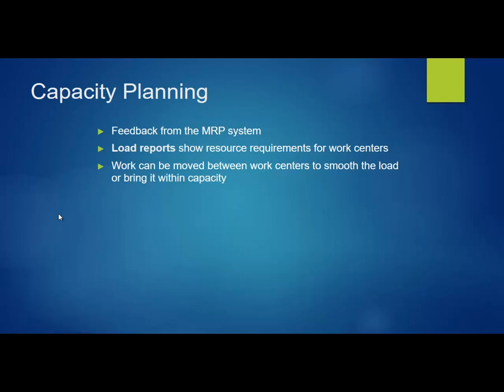The capacity planning in closed loop MRP utilizes feedback about workload from each work center, and may make use of resource requirements profiles, such as loading reports. Work can be moved between work centers to smooth the load, which does not add capacity, but rather seeks effective use of existing capacity. And we'll talk about that in a minute.